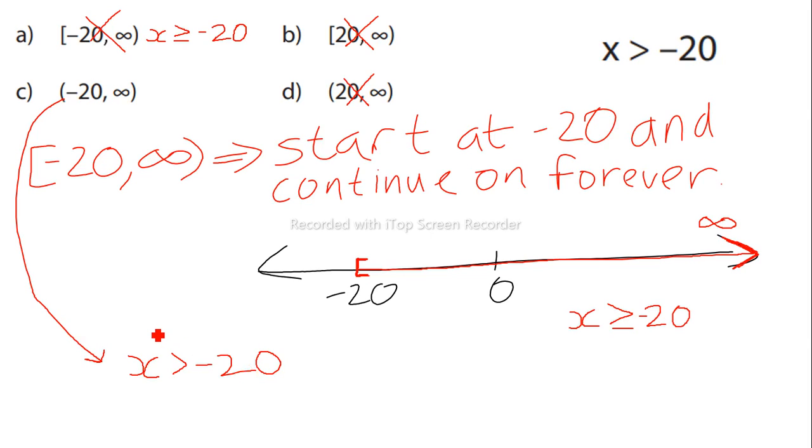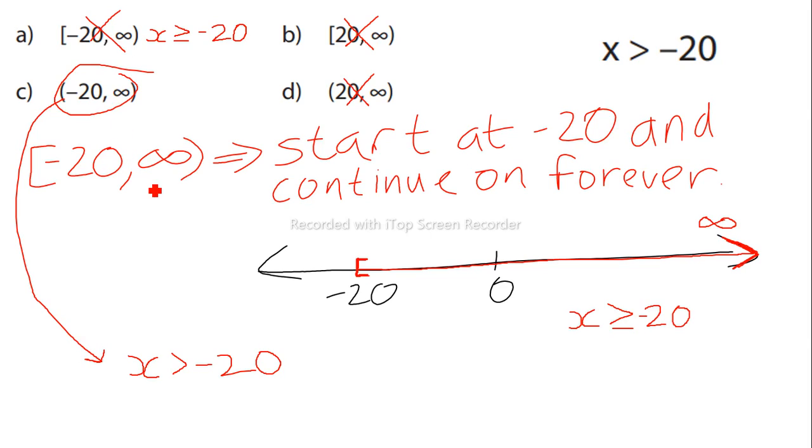So that brings us to the end of math. The correct answer here is C. For this one, we start at numbers greater than negative 20 and we continue on to positive infinity. So any number inside this interval is going to be bigger than negative 20. That brings us to the end of this lesson for math.